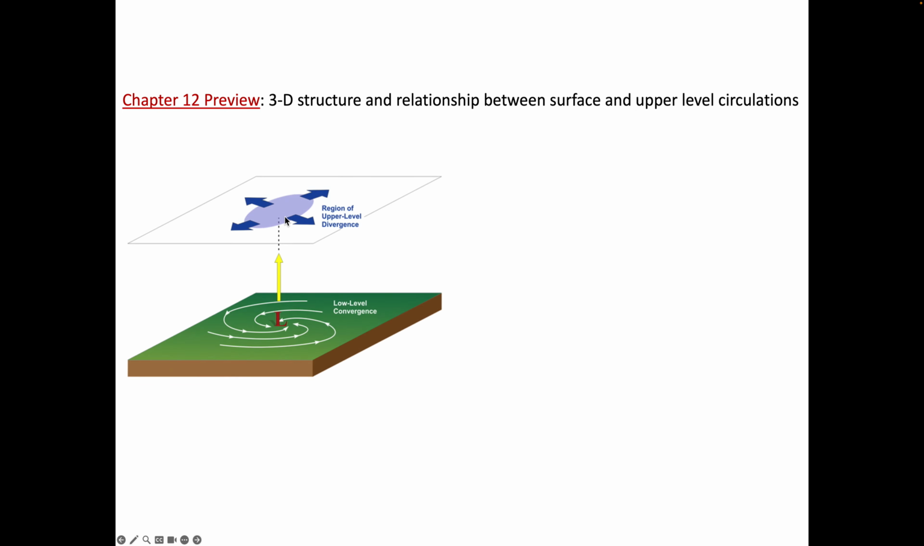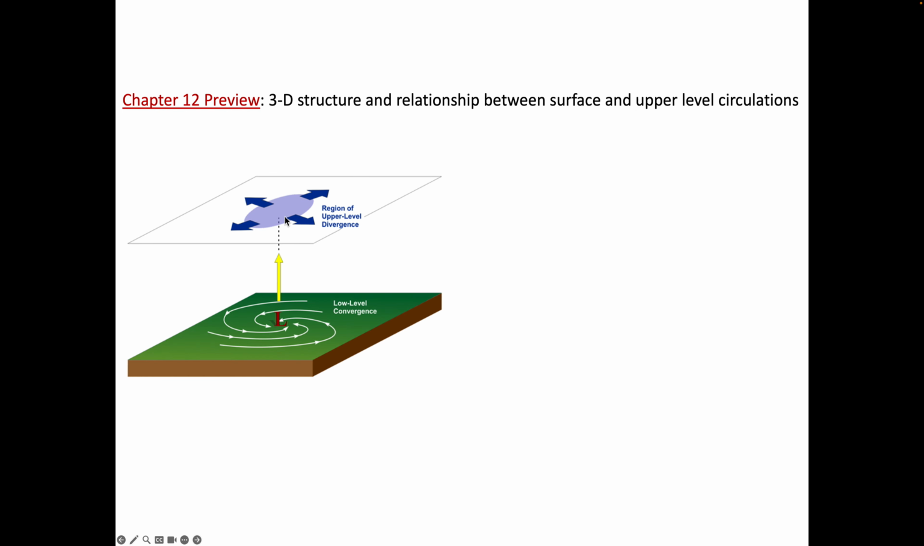All right, so for the distance group and for everyone, let me just give this Chapter 12 preview. We spent Chapter 6 talking about the characteristics of the surface circulation and isobaric patterns. In this chapter, we talked about the characteristics of the mid and upper tropospheric atmospheric circulation and height patterns. What I've done in these two chapters is set the table for us to begin to discuss the three-dimensional structure of the atmosphere and the relationship between surface and upper level circulations.